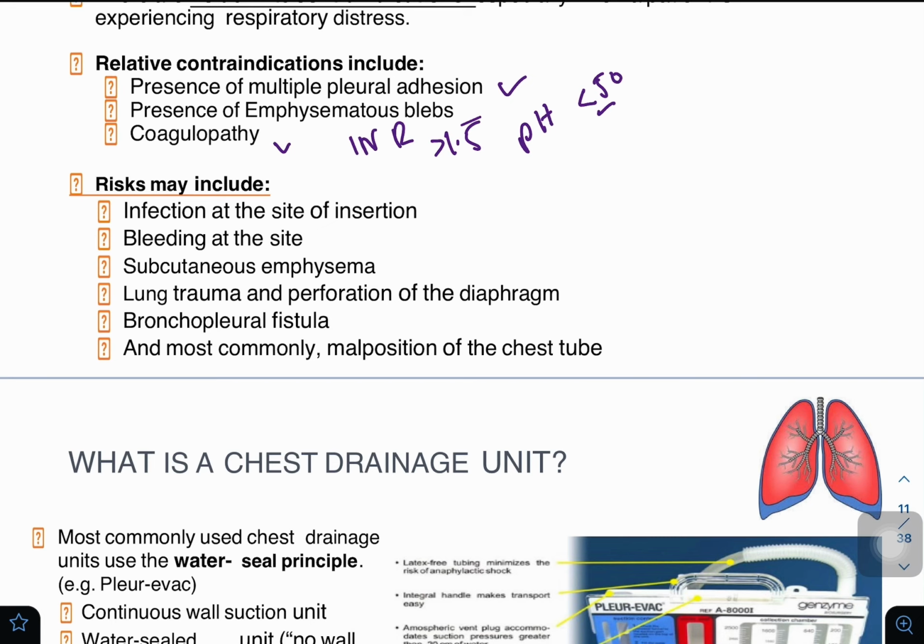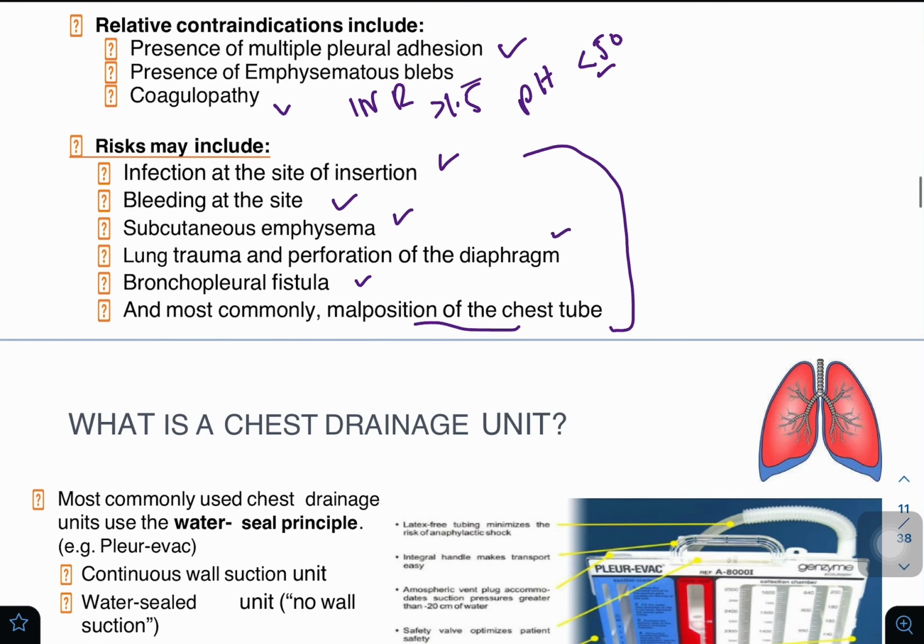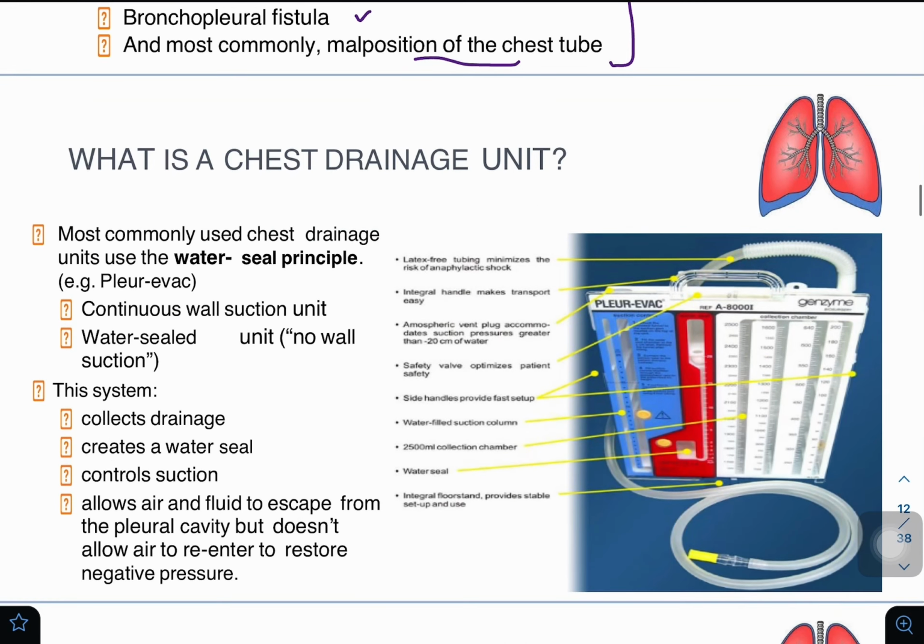Risks, which we need to mention in our consent forms as well, may include infection at the site of insertion, bleeding at the site, subcutaneous emphysema, dislodgement of the drain, failure of procedure, lung trauma, perforation, visceral perforations, sometimes bronchopleural fistulas, and malpositioning of the chest tube. And we can go on with bleeding and others.